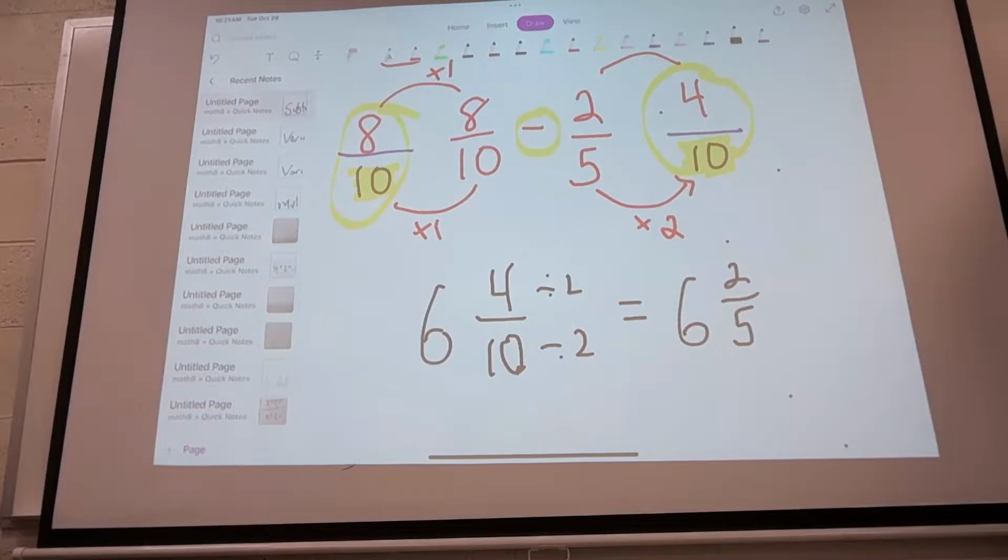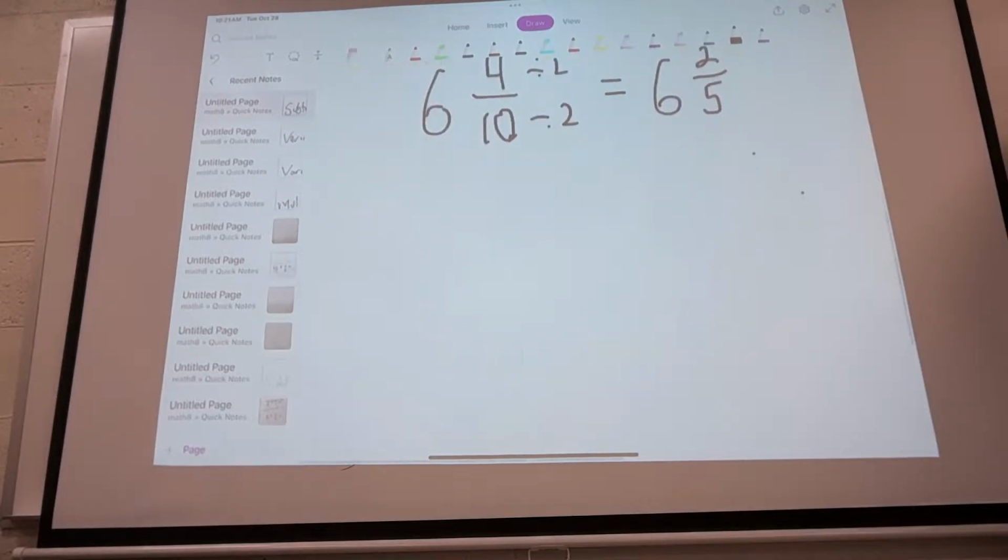Look at this next one. 8 and 2/4 minus 3 and 1/2. Can I change a 2 into a 4? Look at it. 1/2. What does that equal to?